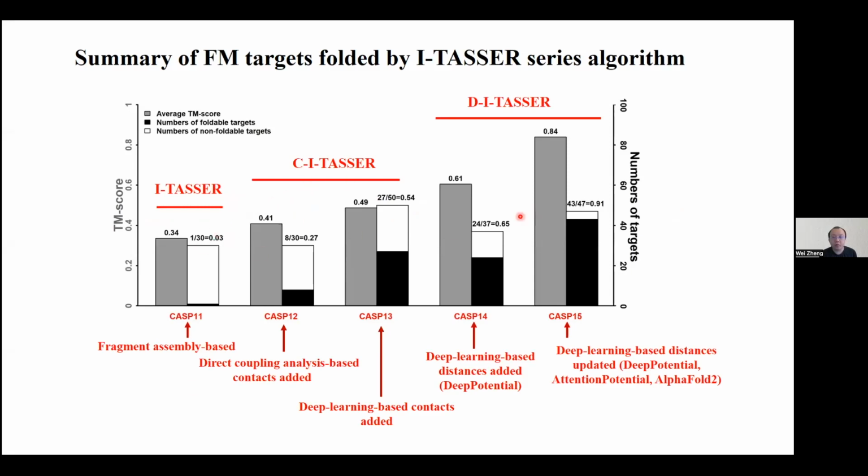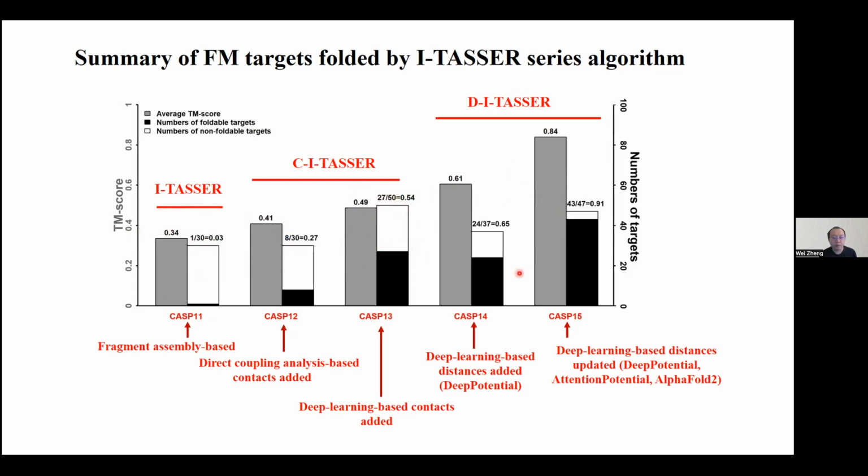the folding ability of ITESR series algorithm for FM targets from CASP11 to CASP15. ITESR, which is a pure fragment assembly-based method, took part in CASP11 and folded only one FM target. In CASP12 and CASP13, two versions of ITESR algorithm, which used the DCA-based contact and deep learning-based contact to guide the ITESR folding simulation, show better folding ability. Whereas the ITESR fold around 50% of the FM targets in CASP13.